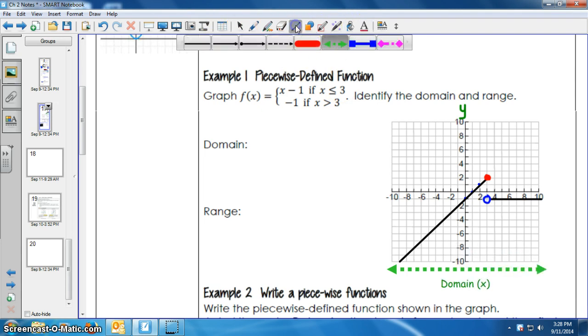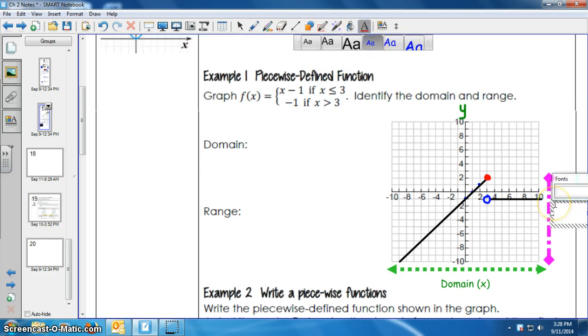And then your range is going to be all those values that y could be. And I'm going to just make it this because I can see that it's stopping right there. It's all your y values. So that's your range. So let's go ahead and write in range real quick here.